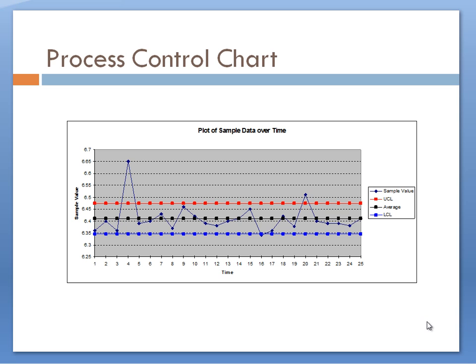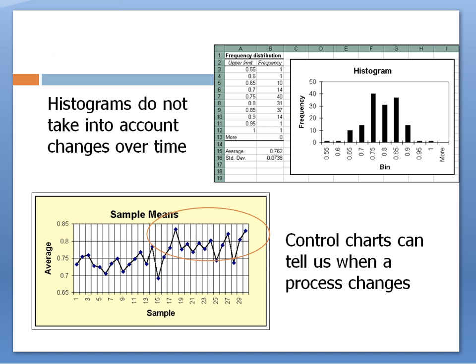And based on this, you can say that you have some outliers, so you have some indications that your process is out of control. Now, why wouldn't you use the histograms? The thing with the histograms is that they do not take into consideration changes over time. And control charts do. They can tell us when a process changes.